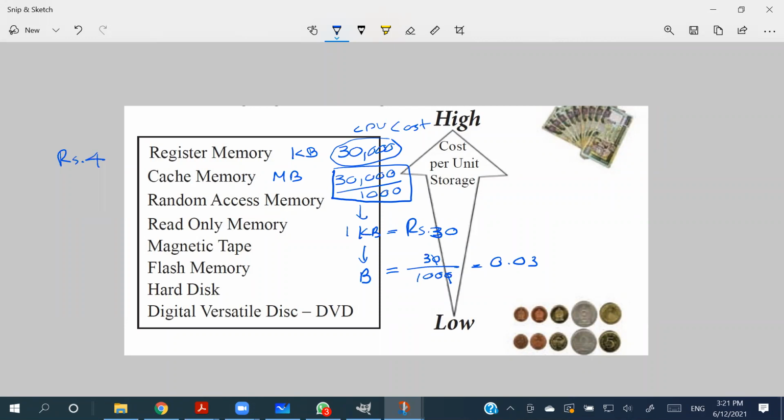It doesn't mean like cache memory is worthless, right? But it's like that. Taking the cost per bit, when a bit of register memory is 4 rupees, the cache memory, how many? Around a cent, right? This is 4 rupees, this is 1 cent.